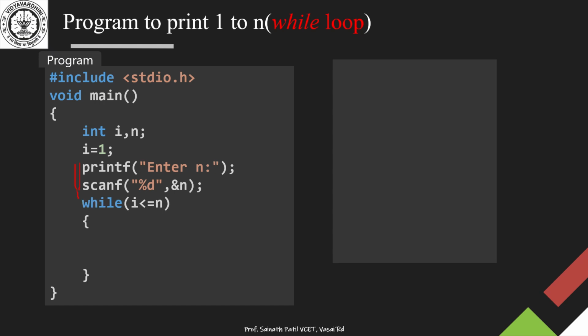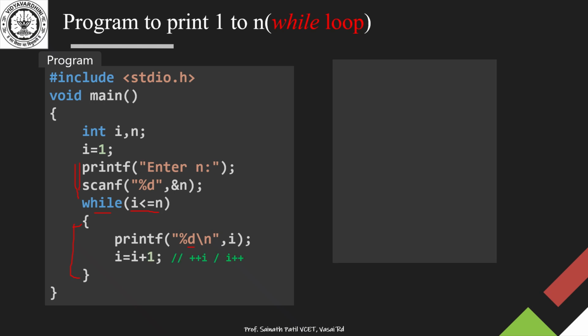Now the while keyword and the condition is given. The condition is i less than or equal to n. i is initialized at this position equal to 1, and n is any number entered by the user through the keyboard. And then the statements inside the while loop, that is between the open and close curly brackets, are printf("%d\n", i), so that in place of %d the value of i will be printed, and \n for a new line character.